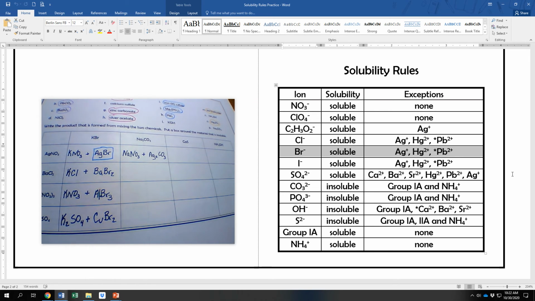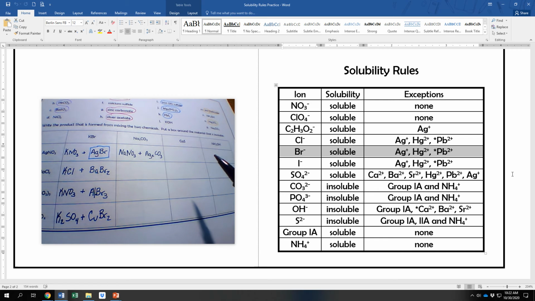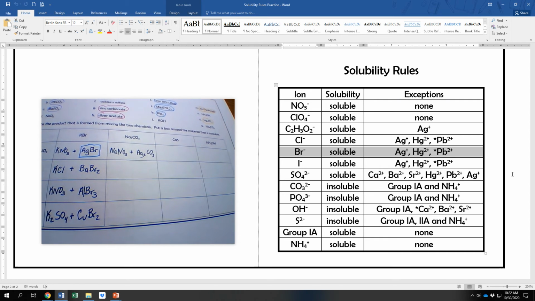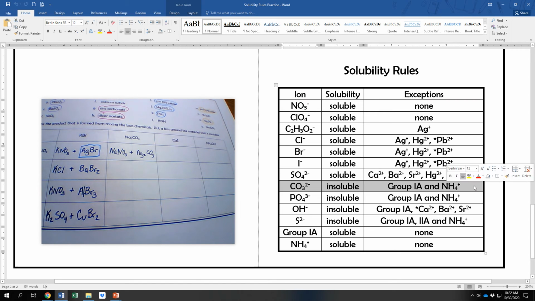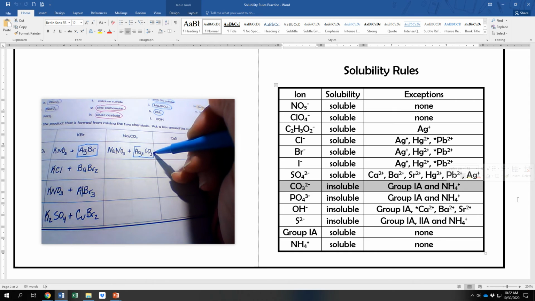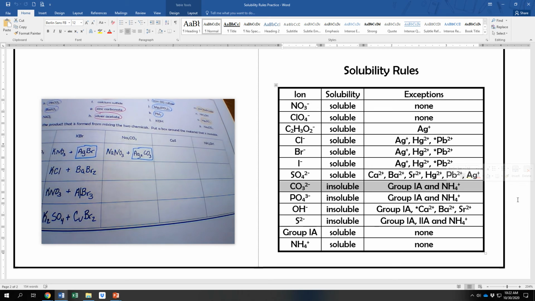All right, so let's check our solubility rules. Na is a group 1 metal. It will always stay dissolved. Ag2CO3. So let's find CO3. It says insoluble except group 1 and ammonia. So this is insoluble. So we would have a solid precipitate there.